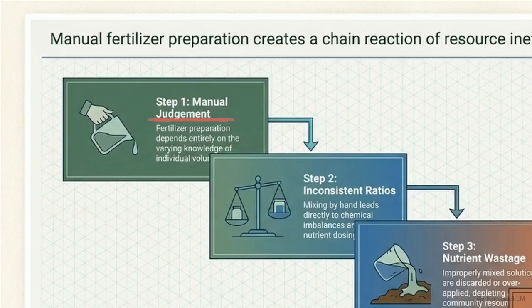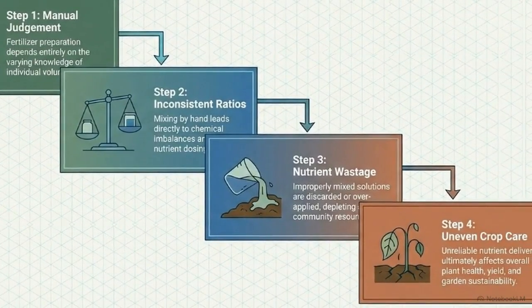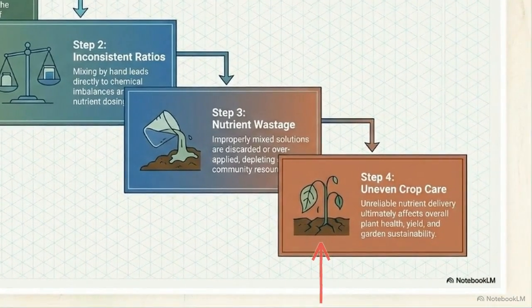Step 1, manual judgment, leads directly to Step 2, inconsistent, unbalanced fertilizer ratios. From there, improperly mixed solutions result in Step 3, severe nutrient wastage that drains budgets. Ultimately, this chain reaction ends at Step 4, decimating overall crop yields.